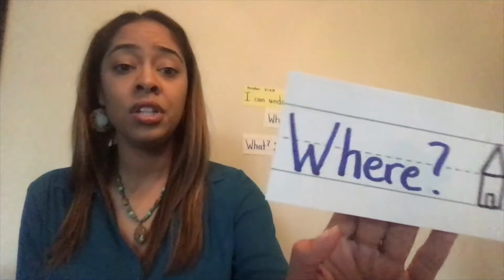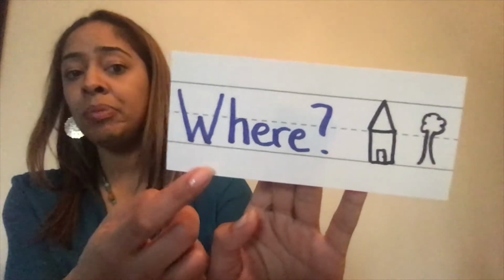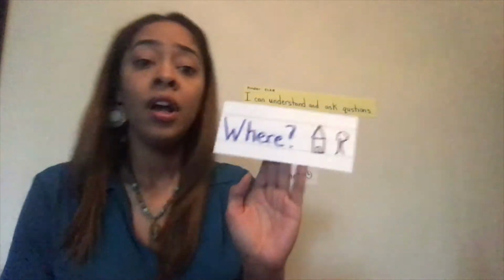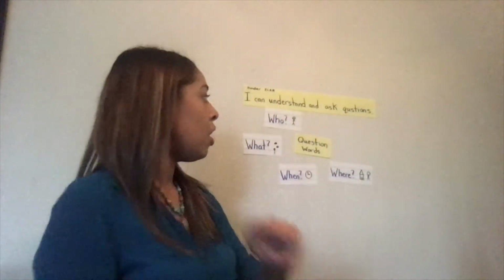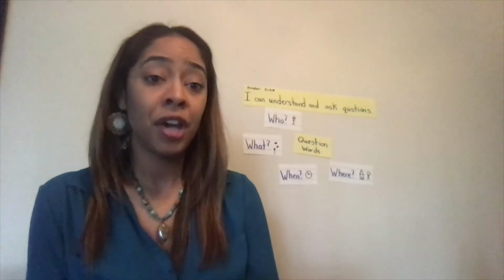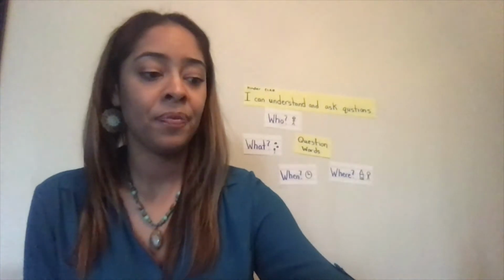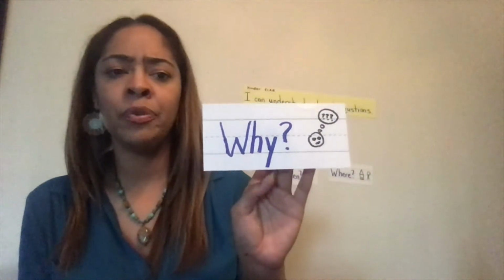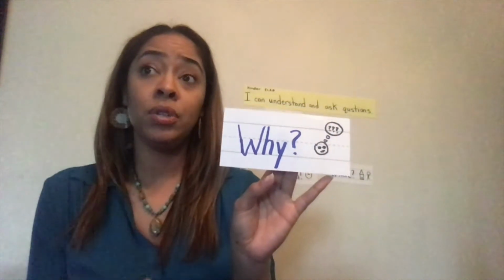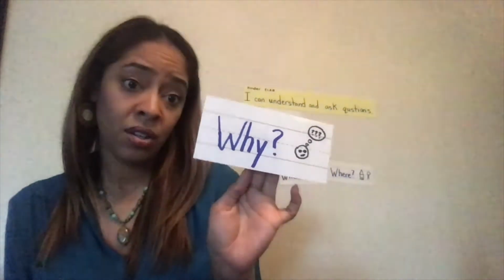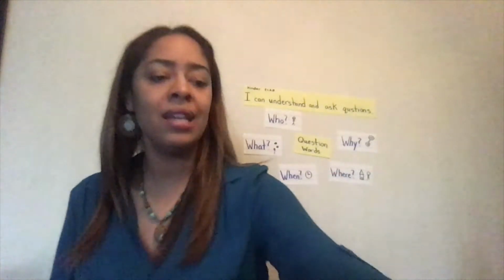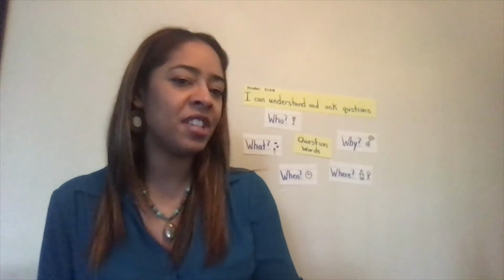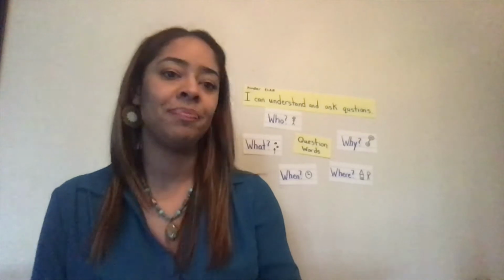Our next question word is where. Where could be somewhere such as your house or the park where you play. So it's a place. If you're going to answer a question with where, you have to respond with a place. Next, why. Why answers the question of reason. So please tell me the reason why this is happening. Why is a little bit more open-ended and tougher to answer, but it comes from your heart.